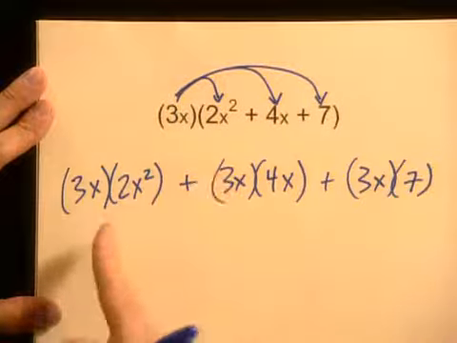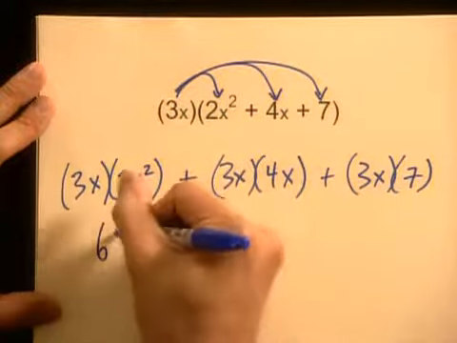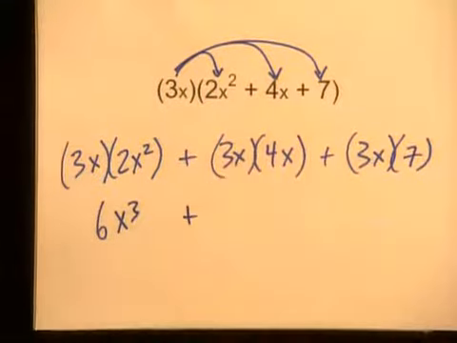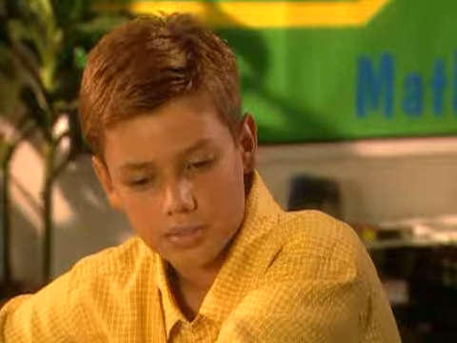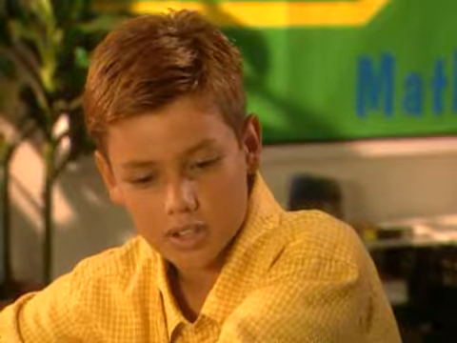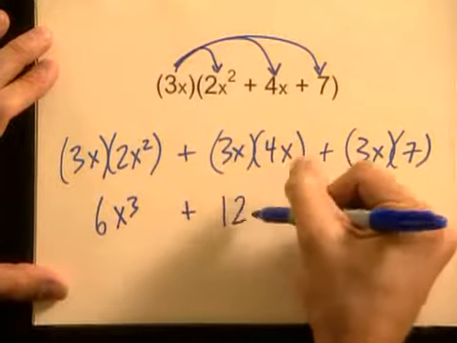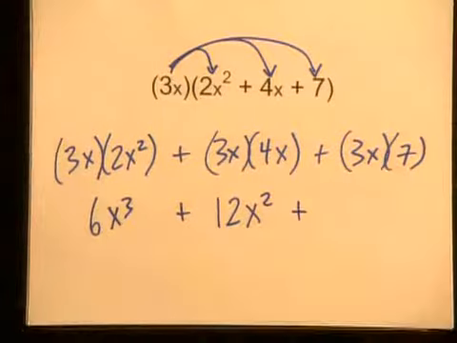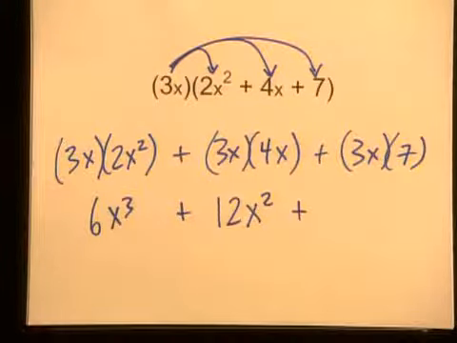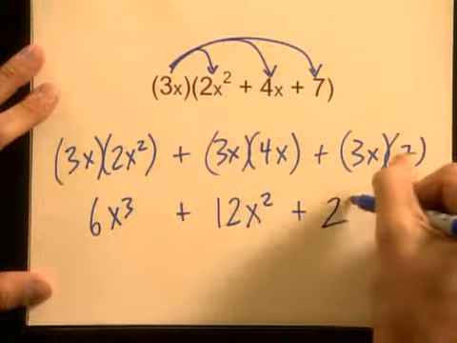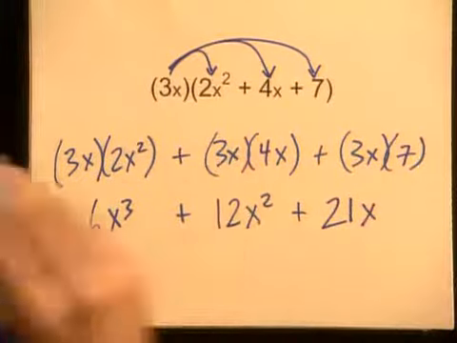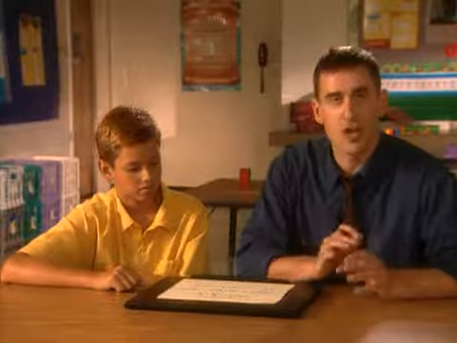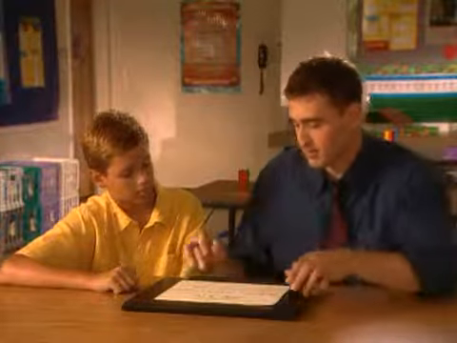So Nicholas, what's 3x times 2x squared? I think that's 6x to the third. 6x to the third, that's right. Multiply the 3 and the 2. X to the first times x squared is x to the third. How about 3x times 4x? That would be 12x squared. 12x squared, that's right. And 3x times 7? 21x. 21x. And that's our answer. Multiplying a monomial by a binomial or a trinomial is just like the distributive property.